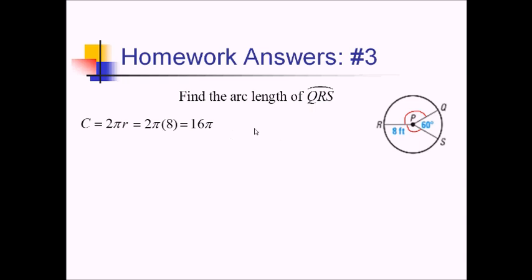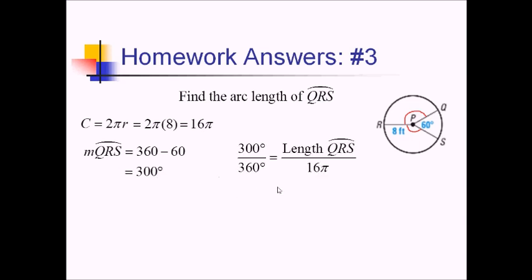Well, actually, before we do that, we need the angle measures here. They didn't give us the measure of arc QRS. They didn't give us the angle. They gave us 60 degrees for this minor arc here. So QRS, the arc itself, is going to have a measure of 360 minus 60, which is 300 degrees. Now we can set up our proportion. We can say that the arc we're looking for over 16 pi, the circumference, equals 300 degrees over 360 degrees.